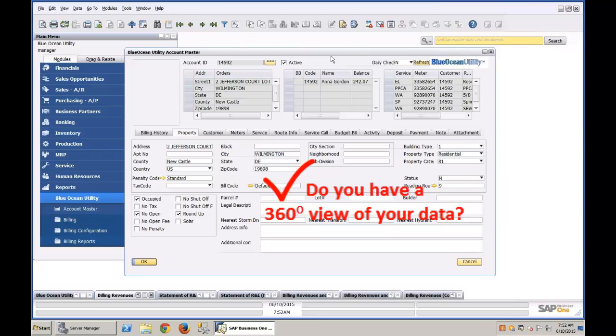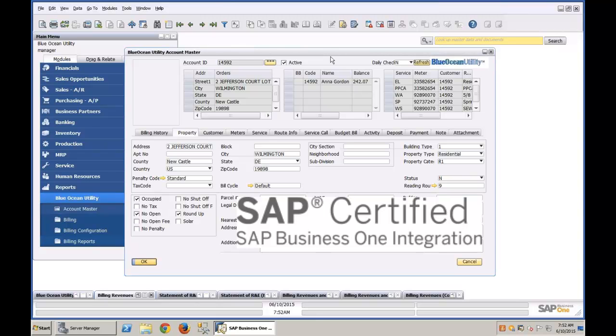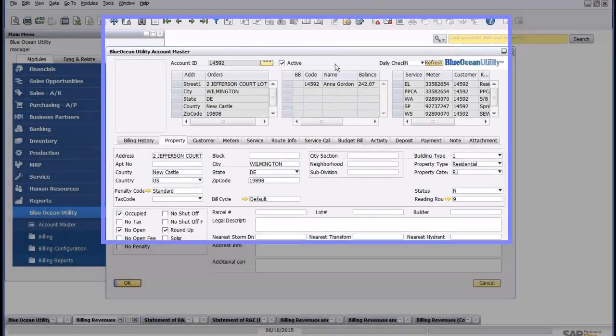BlueOceanUtility is a certified solution designed by and for small and medium utilities up to about 100,000 customers. Let's take a brief look at the system, starting with the account screen or the account master. From this screen, most of the transactions and customer requests can be executed. The idea is that the financial, billing and service departments can perform their jobs from this screen.